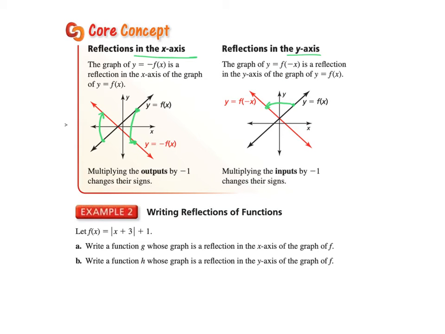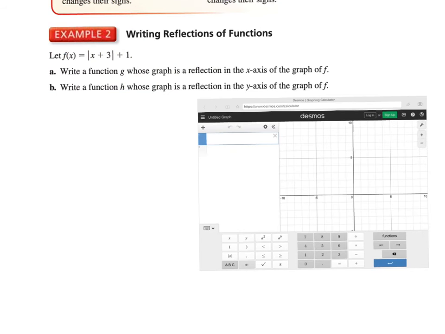So let's look at an example. All right, example 1. Write a function g whose graph is a reflection in the x-axis of the graph of f. So we start off with f of x equals the absolute value of x plus 3, plus 1. Now reflecting over the x-axis, that means we take the negative of everything. So the negative lives on the outside. So take the negative of everything.